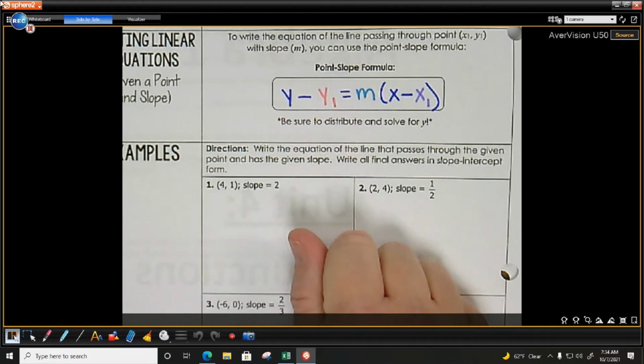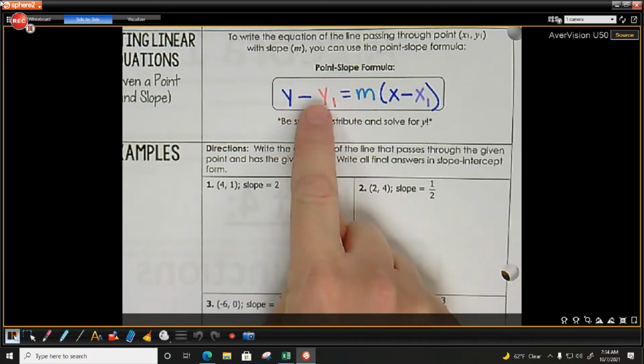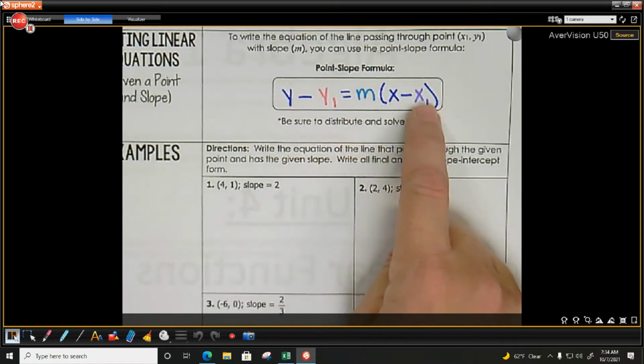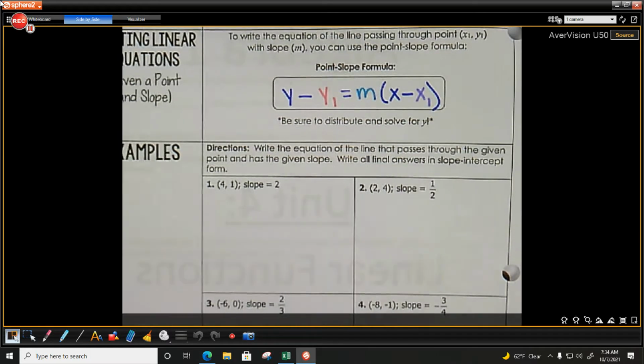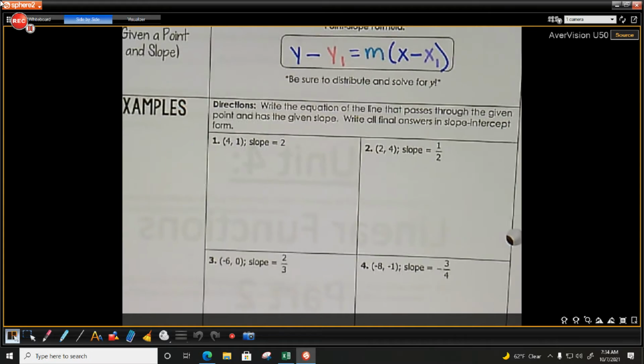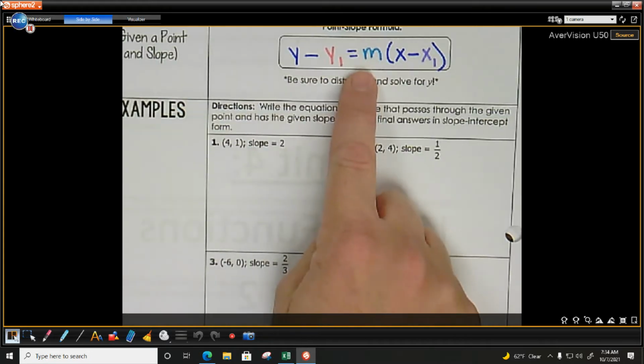Okay, notice in the formula, there's a minus in front of the y1. A minus means the opposite. And a minus in front of the x1. Again, minus means the opposite. So all we're going to do is label the information given to us, and write it in point slope form.